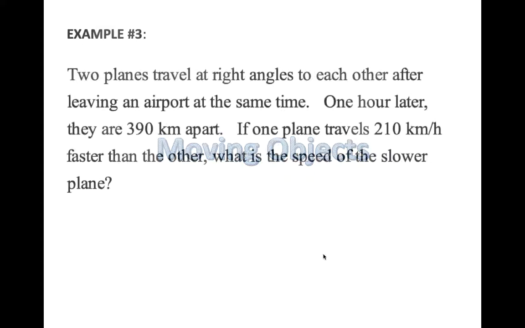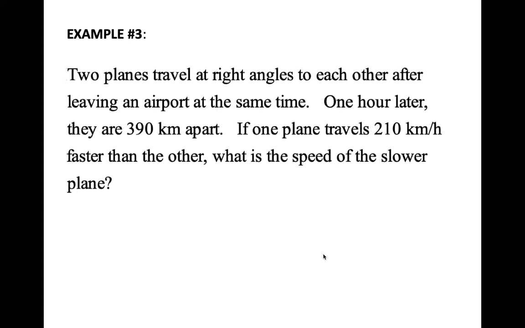For example, two planes travel at right angles to each other after leaving the same airport at the same time. One hour later, they are 390 kilometers apart. If one plane travels 210 kilometers per hour faster than the other, what is the speed of the slower plane?